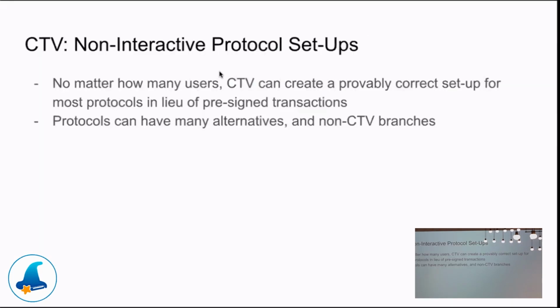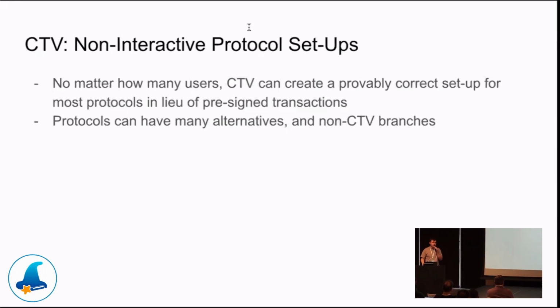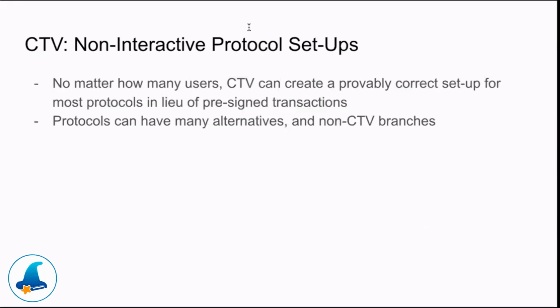All right, so the most basic thing for CTV is non-interactive protocol setups. So if you're doing something like a Lightning channel, you can use CTV to set it up without needing to exchange signatures in advance. If you're doing a timeout tree, ARK, a vault, all of these things, no more interactivity, no more pre-signing. You just set up the address and then you can send funds to it and it works.